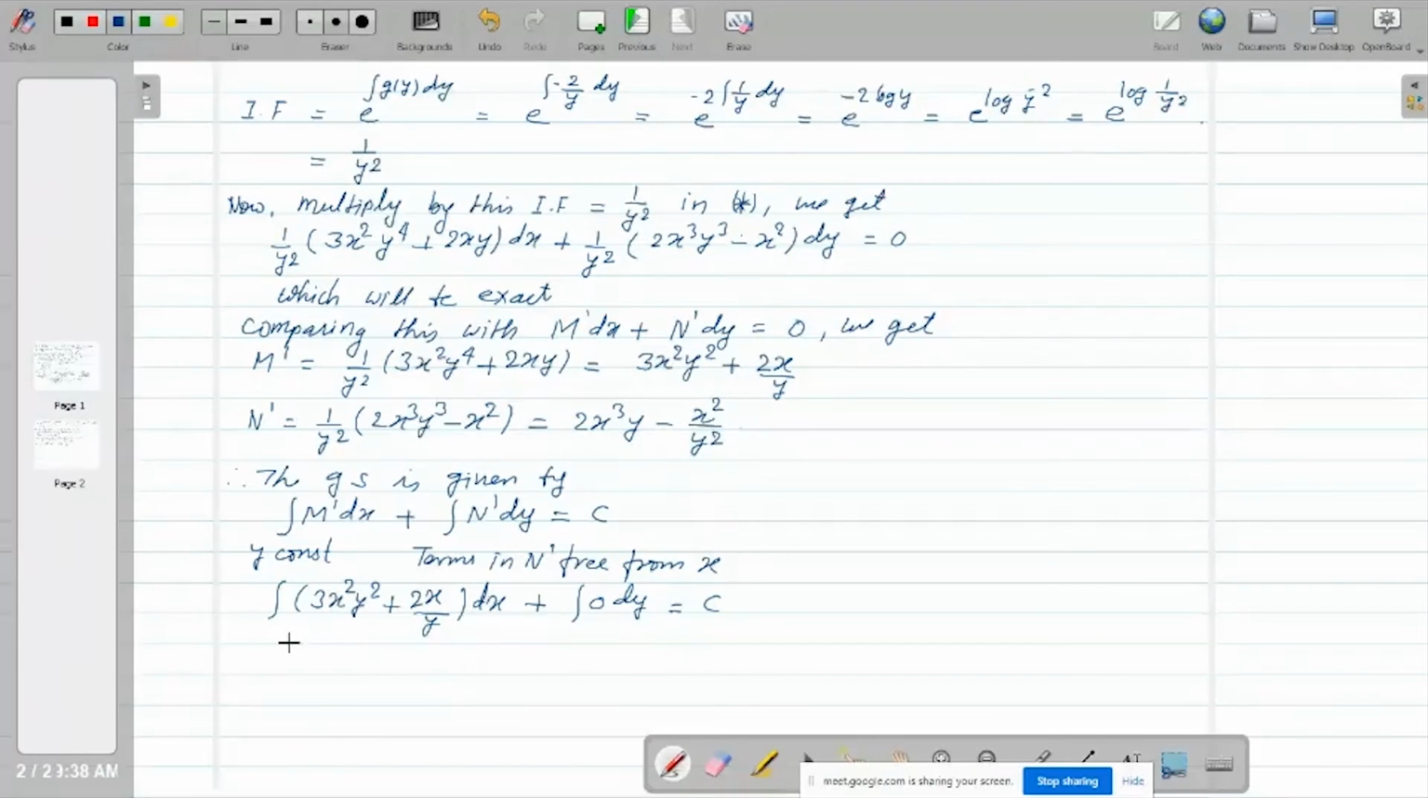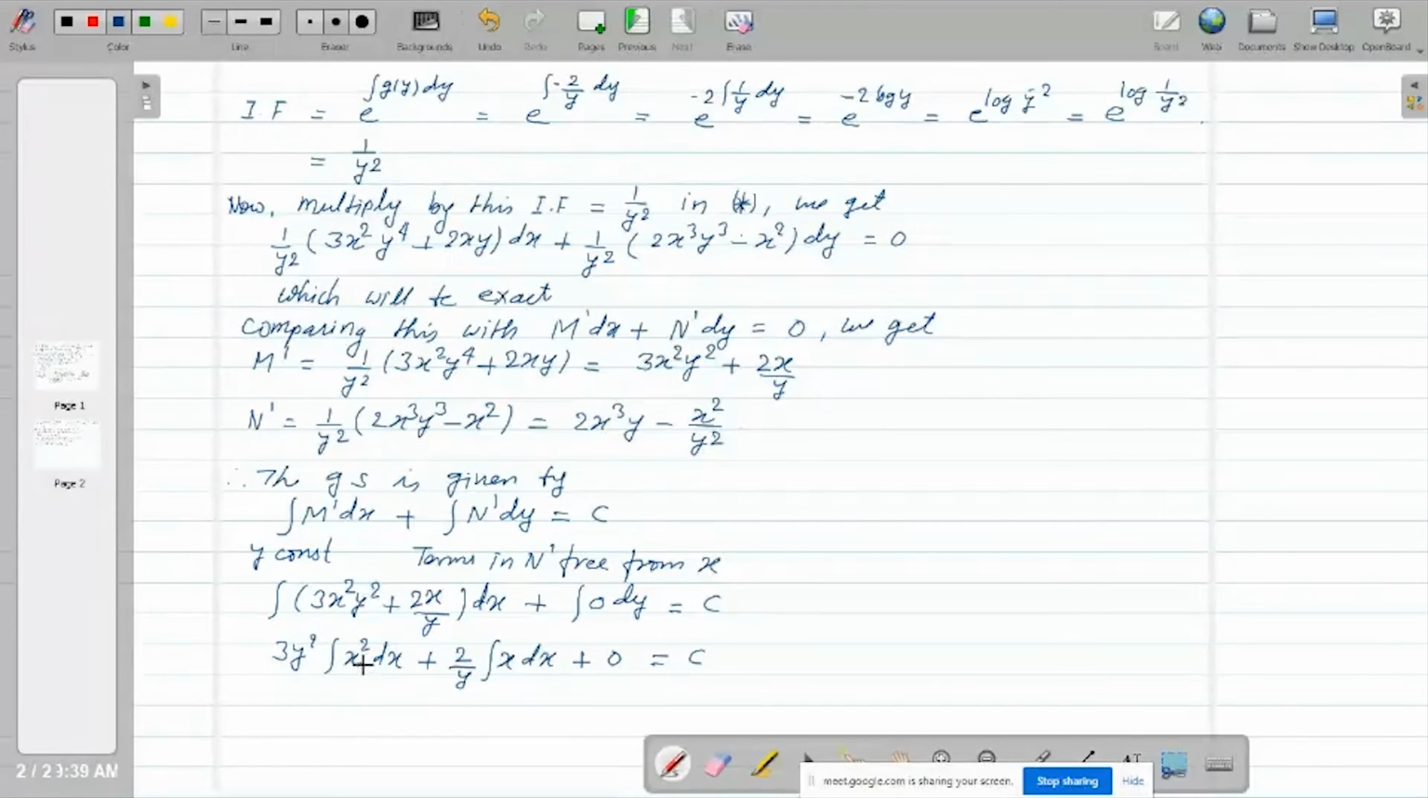Now just integrate it. So what is common here? 3y square is common, so we have only x square dx, and plus here 2 by y is a constant term. 3y square is a constant term. So I am integrating with respect to x. 2 by y is a constant term. Integrate x dx and plus 0 equal to c.